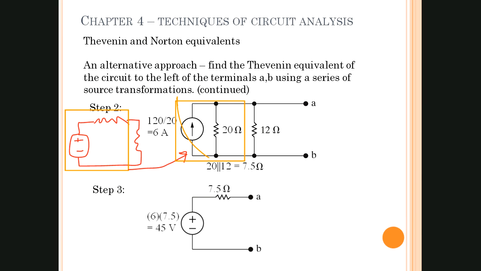Again, to do that, we still use Ohm's law. So with that resistor being 20 ohms, 120 volts divided by the 20 ohms gives us 6 amps. And so our current source would be 6 amps. Now we've simplified this circuit into what you see right here.